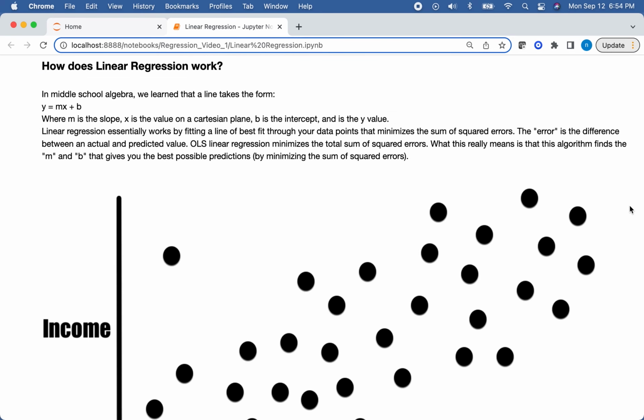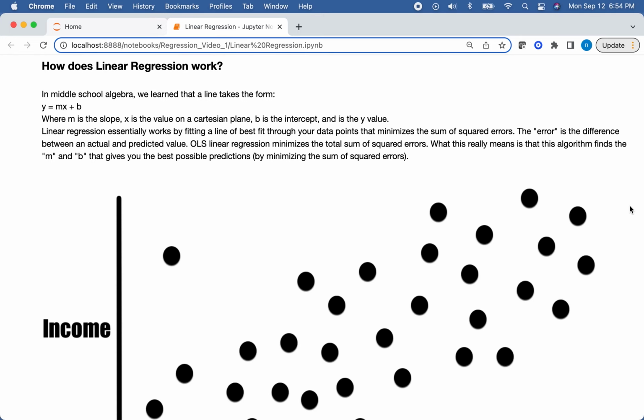So how does a linear regression work? In algebra, you may have learned that a line takes the form y equals mx plus b. You may have learned it with different letters, but essentially m is the slope, x is the x value on the Cartesian plane, b is the intercept, and y is the y value on the same Cartesian plane.